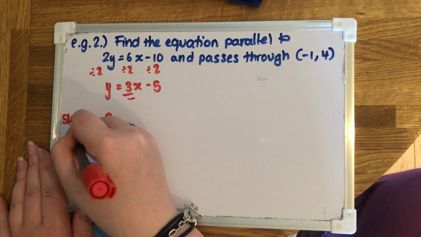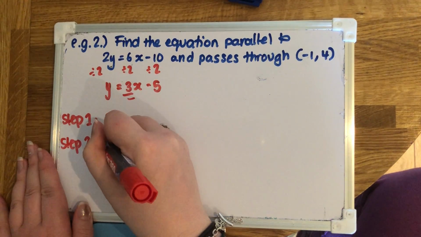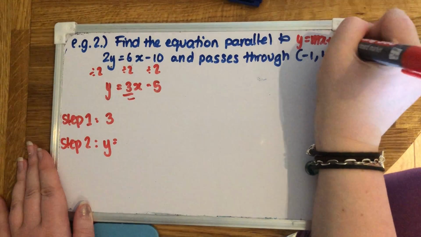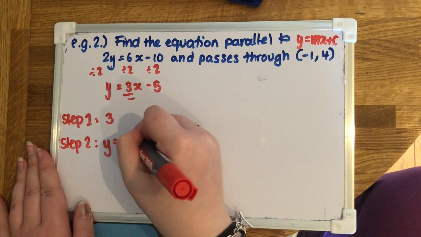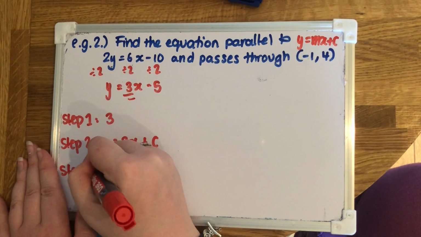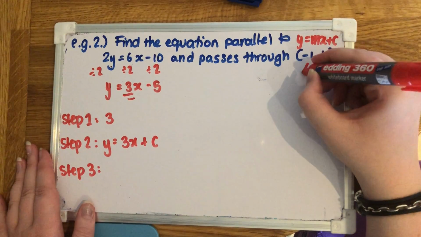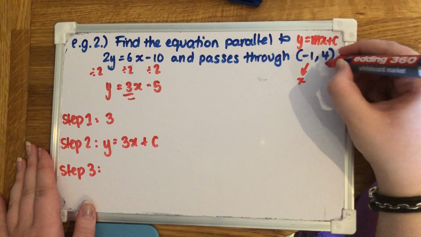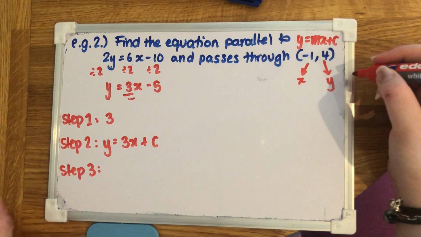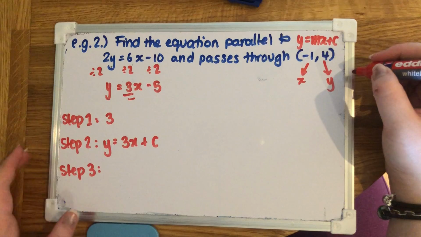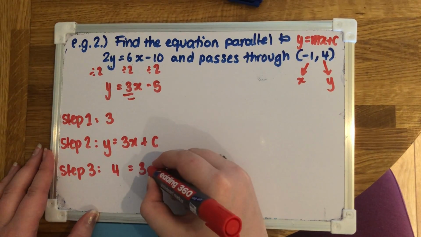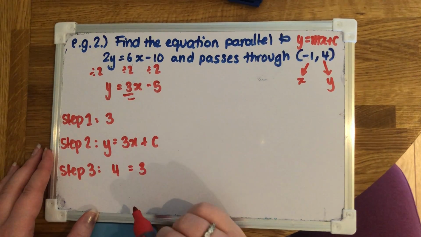Step 2. We write out the equation of any linear line, which is this, but we replace the m with what the gradient is, which we know is 3. Step 3. We look at the coordinate. We're going to label it x and y. So first one is always x, second one is always y. Think about the alphabet. The first one's x in the alphabet and then the second one's y. Okay, so we're going to sub those in. So y is 4. Okay, remember when you've got a number and a letter next to each other, it does mean multiply.